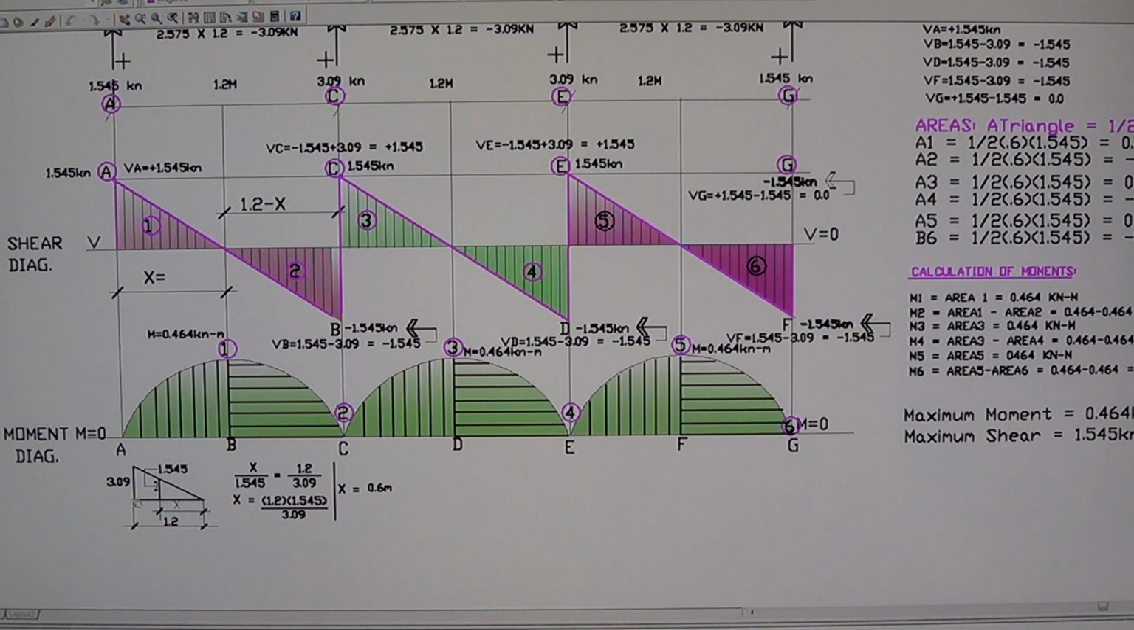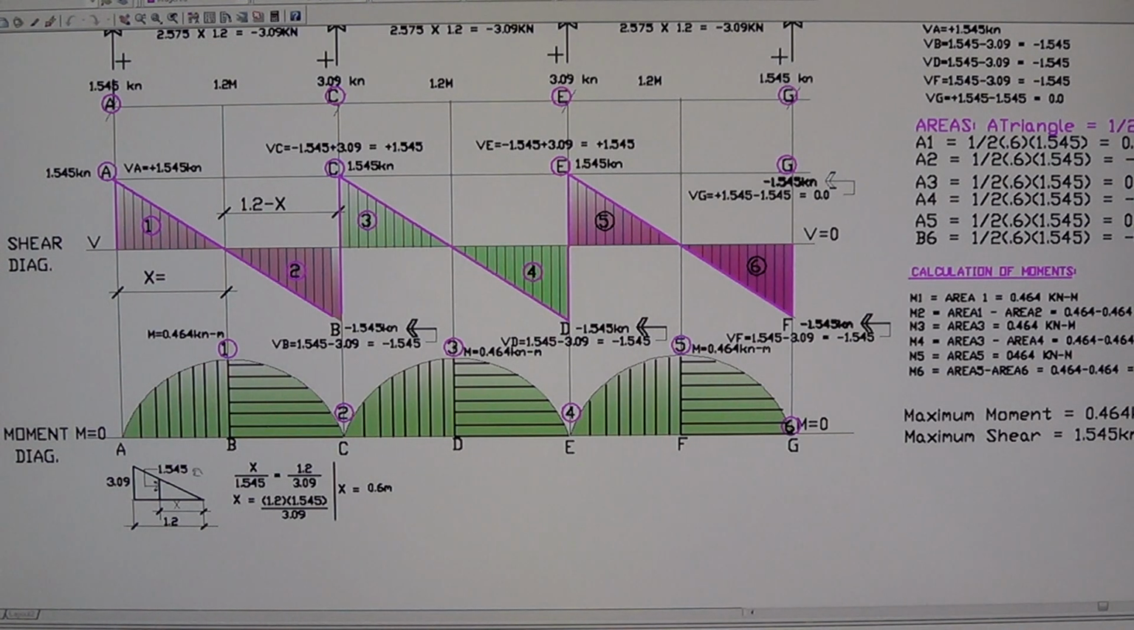The horizontal distance for that large triangle is 1.2. So 1.2 here horizontal, and the small triangle now is 1. We're solving for X, okay? By similar triangles we can do that. It's 1.545. You draw the triangle here up to there, and this is an X, the distance X. So to solve for X, you have to equate both triangles. The small triangle is equal to the large triangle.